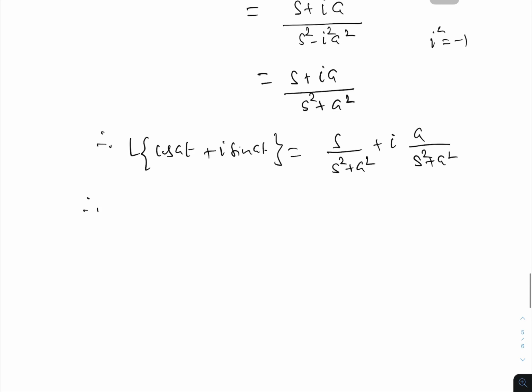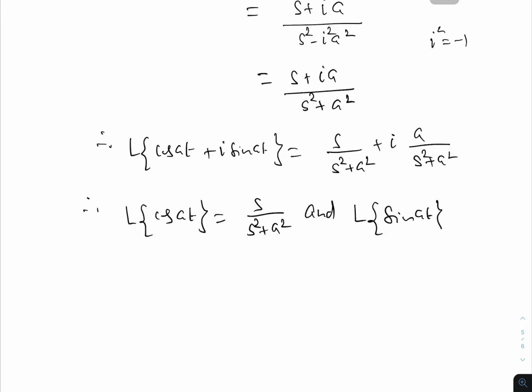And so by comparing we can say that Laplace transformation of cosine at is equal to s over s square plus a square, and Laplace transformation of sin at is a over s square plus a square. Both the results you can get simultaneously here.